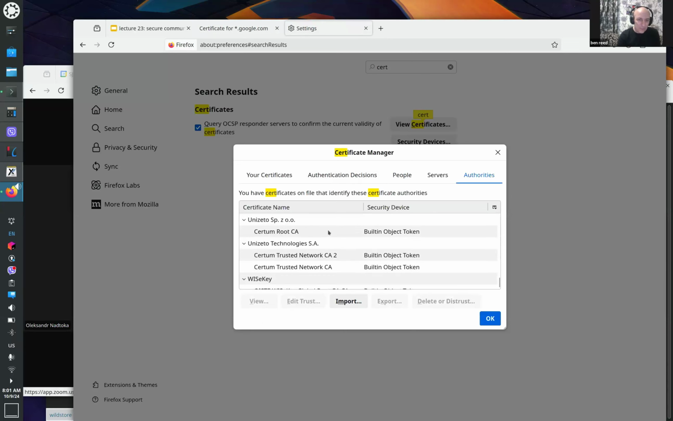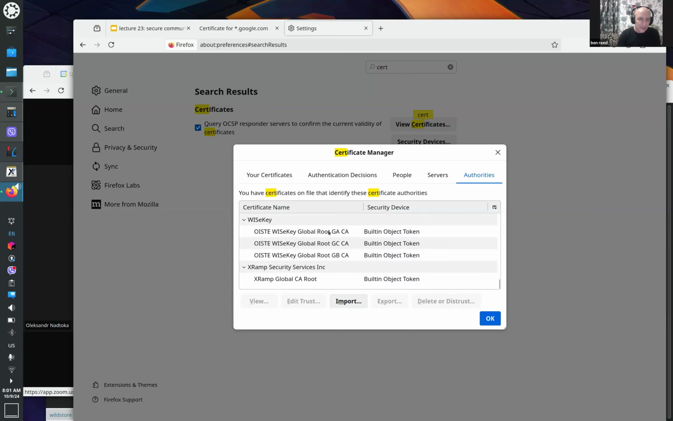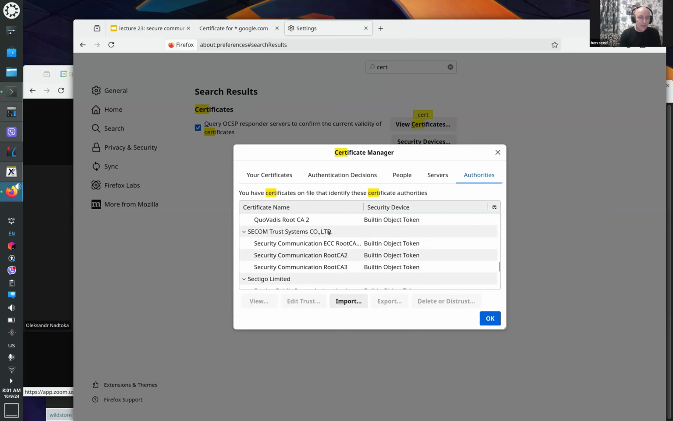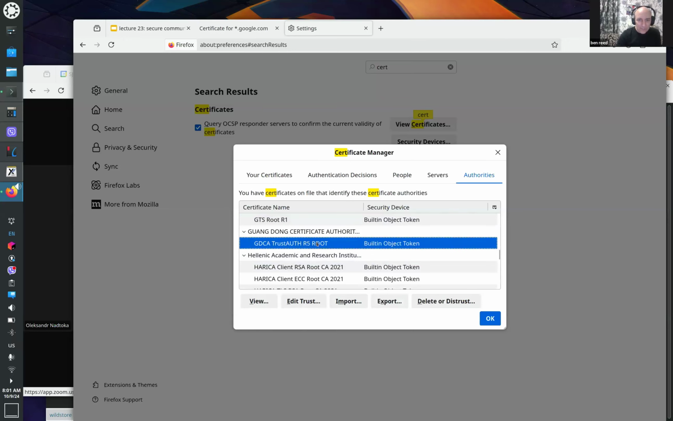When this really first became popular, I went through this list because it's a huge list, and I thought, you know what? I want to be secure, so I'm going to delete them, because you can pick one and delete it. So I spent like an hour on my browser and I deleted all the root certificates that I wasn't sure I trusted.